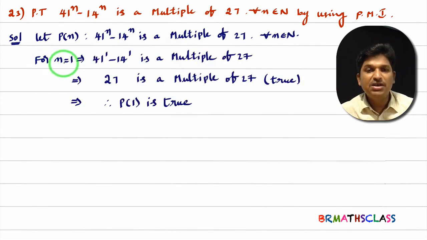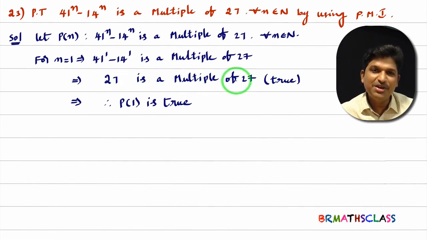I need to prove P of 1 is true. So, in place of n, I'll take 1. In this statement, wherever n is there, you write 1. 41 power 1 minus 14 power 1 is a multiple of 27. 41 power 1 is 41, minus 14 power 1 is 14 only. 41 minus 14 is 27. 27 is a multiple of 27.